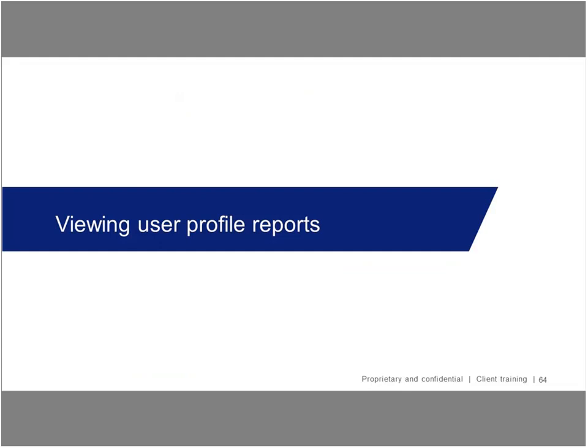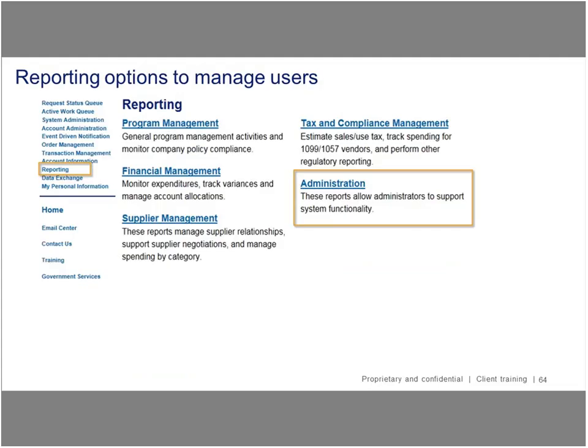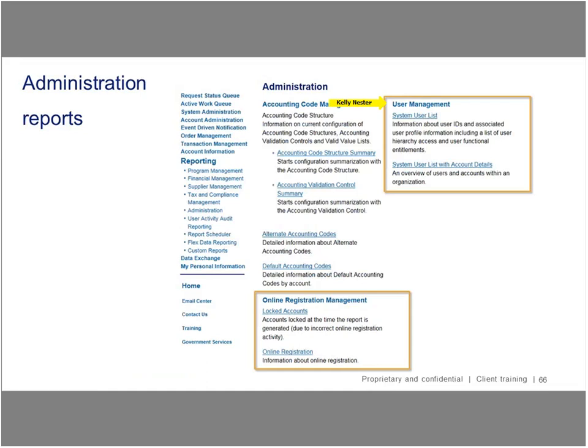Okay, now let's talk about user profile reports. So we do have some reports that can help you with managing your system users. If you go under Reporting on the main menu, and then under Administration, you will find the User Management Report templates. And you have two options here. You have the System User List, which is just your basic version of the report. And then if you had account assignments that you wanted to view for those system users, you can use the detailed version, which is this second link.